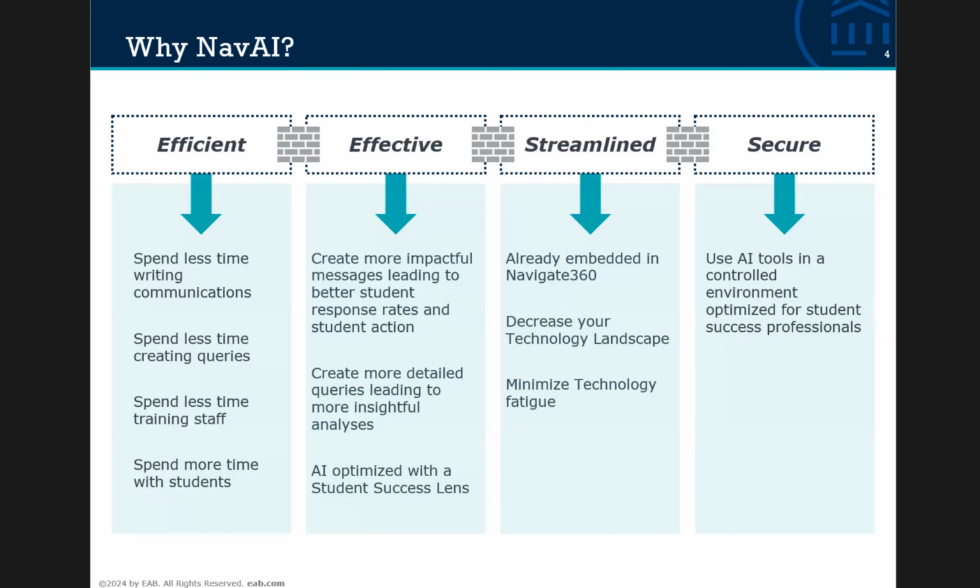And so when we think about AI, it falls in these four main areas of why we decided to go down this path. The more efficient piece, allowing you to be more effective, so getting more impactful messages going out, getting more detailed queries when you're doing those searches, and more streamlined. These are tools that are already embedded into Navigate, so you don't have to click out somewhere else to get to it. It's already within the interface that y'all have gotten used to.